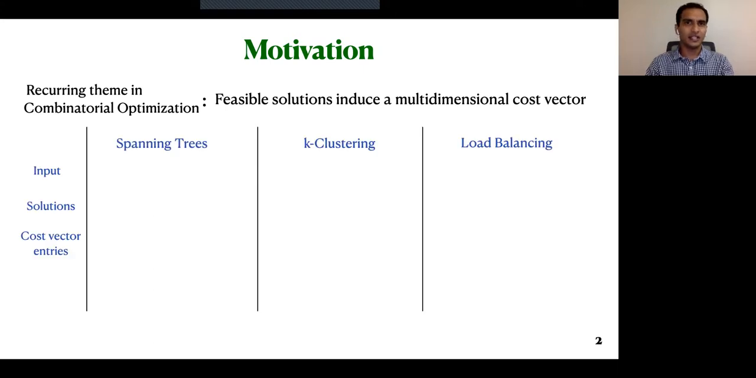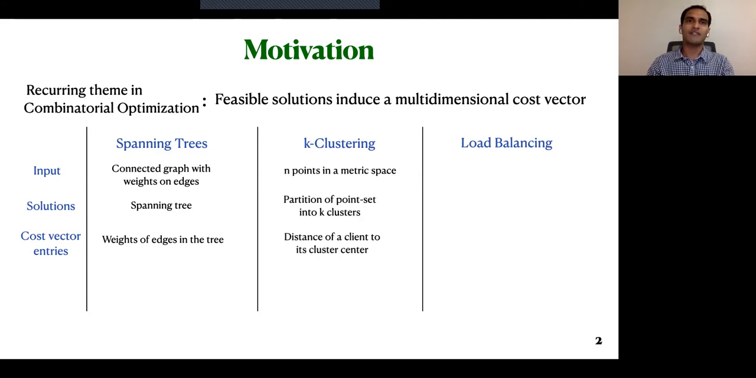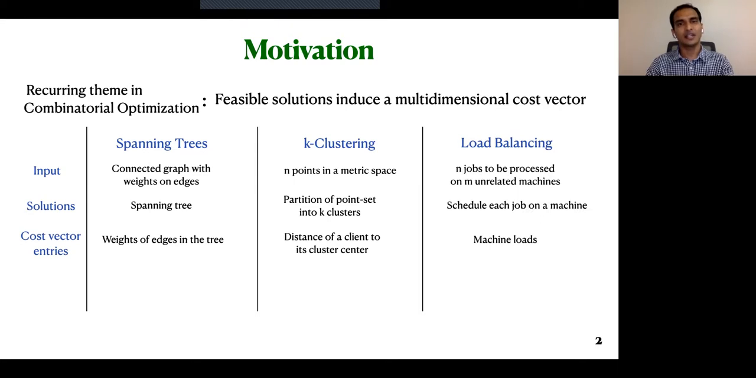In the spanning tree setting, we have a connected graph with weights on edges. A spanning tree in this graph induces a cost vector whose entries correspond to weights of the edges in the tree. In K clustering, we have a set of endpoints in a metric space that we want to partition into K clusters. The entries of the n-dimensional cost vector consist of the distance of a point to its assigned cluster center. Lastly, in the load balancing setting, we have a set of n jobs that we want to process on m machines. Any assignment of jobs to machines induces a load vector on the machines, but the load on a machine is simply the sum of processing times of jobs assigned to that machine.